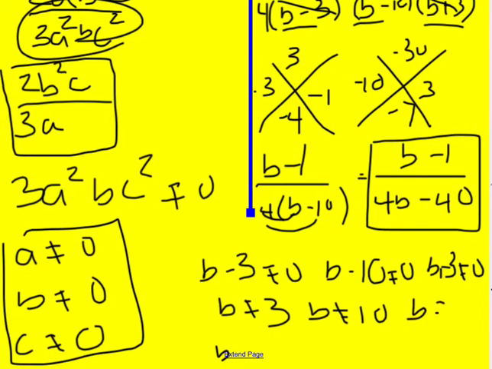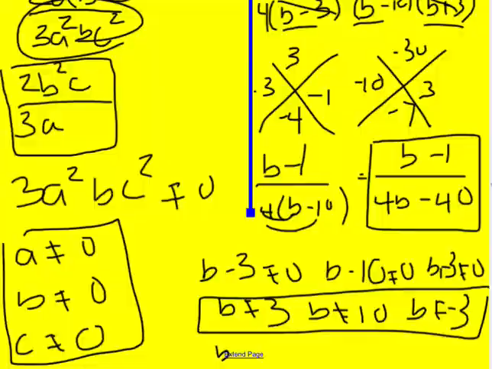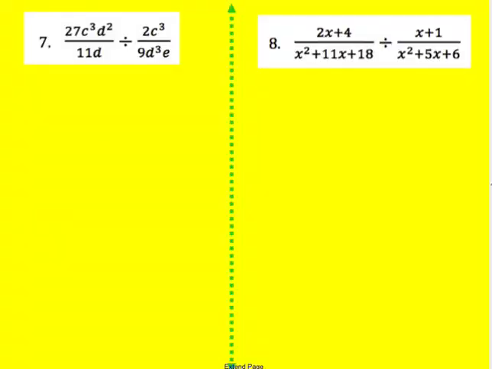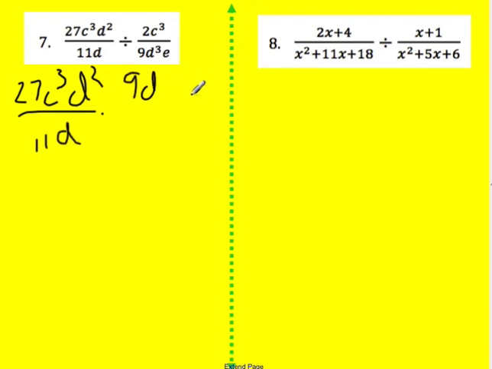Okay? So next, what we need to do is look at division. Remember that when you are dividing, you need to flip the second fraction. So what I'm going to do is write this out before I do anything else, with that second fraction flipped. So I'm going to put 9d cubed e divided by 2c cubed. Okay, so then what we need to do is multiply.